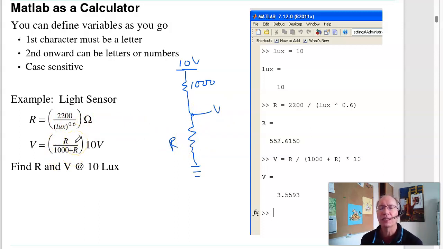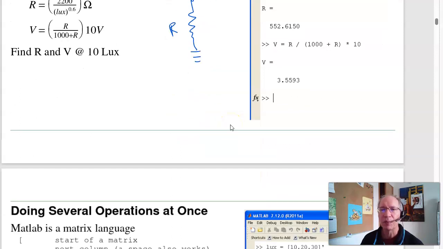Suppose the room is at 10 lux. What's R, what's V? Well, in MATLAB, I can find that. I would say lux equals 10. Again, MATLAB's a calculator, and I can assign variables to different values. I can say R is 2200 divided by lux to the 0.6. And here, technically, the parentheses aren't necessary because of the order of operations. But again, parentheses don't hurt. Makes it clear, you do the power first, then divide. R is 552 ohms. Now find V. This is going to be 3.55 volts. And that's one use of MATLAB.